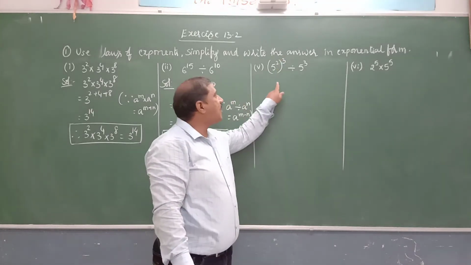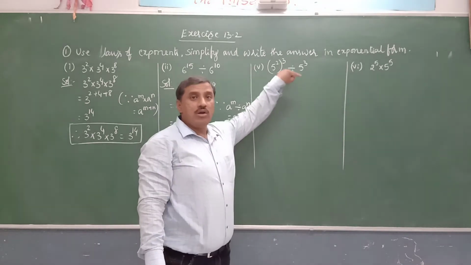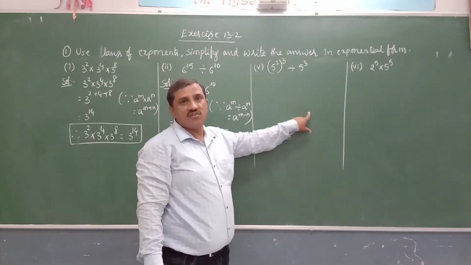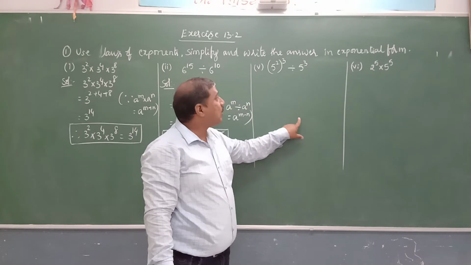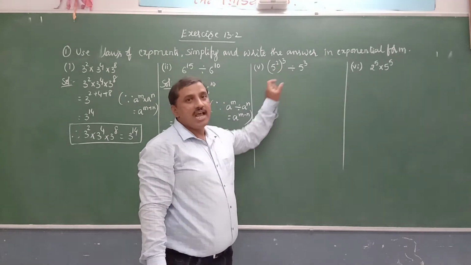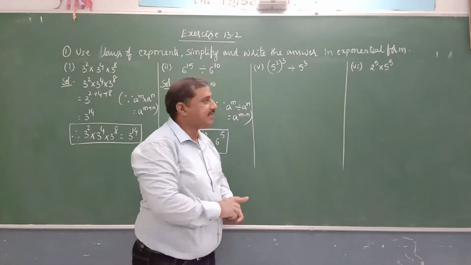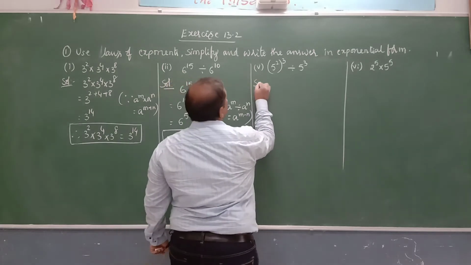Yes, it is in the form of a power m whole to the power of n, which is equal to a to the power of m into n. Like this, when a whole power is there, we will multiply the powers and we will simplify.